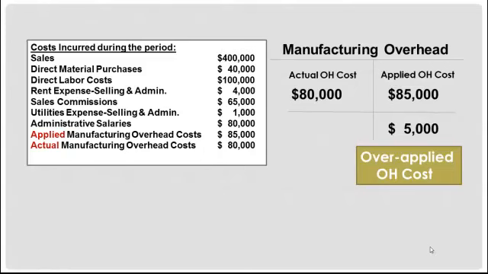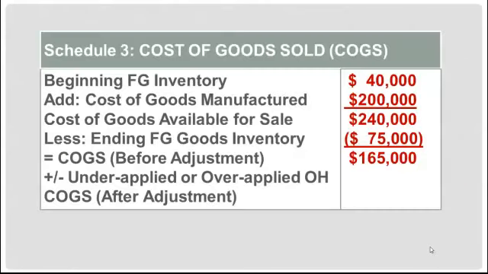We assigned $85,000 to inventory. We should have assigned $80,000. We have over assigned cost. That means when we go to finish out our cost of goods sold schedule, we are going to need to reduce our cost of goods sold. We over assign cost, we subtract the $5,000, and our cost of goods sold is now $160,000. Now this is what will go into our income statement.